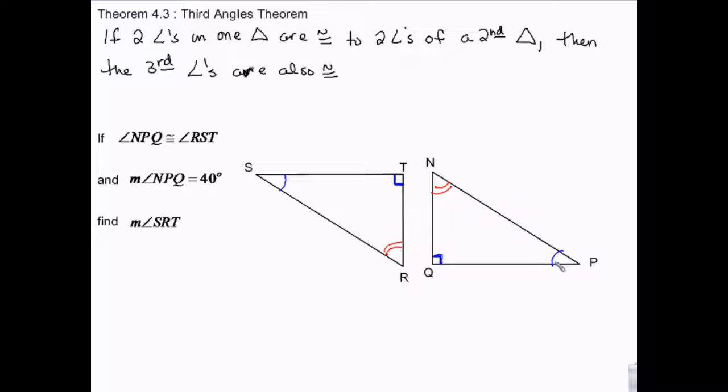But because these two were congruent, and these two are congruent, that forces these two to be congruent. And then once we know that NPQ is 40, we know that this one's 40. 40 and 90, so these two are 90. So that makes this 50, and this is 50.